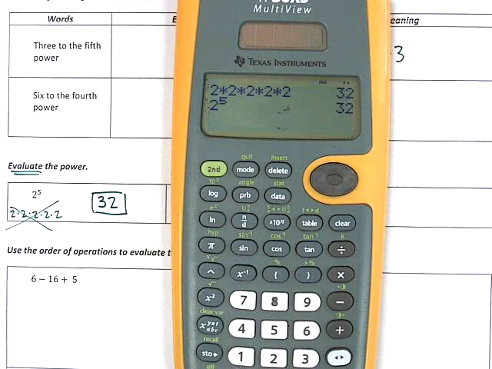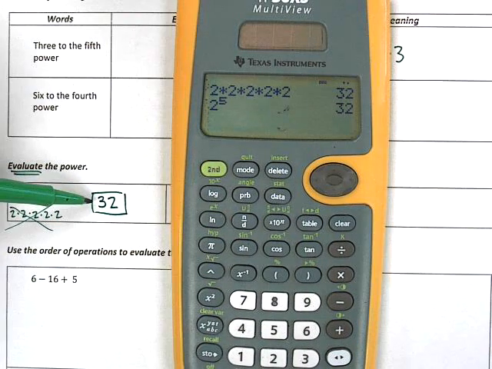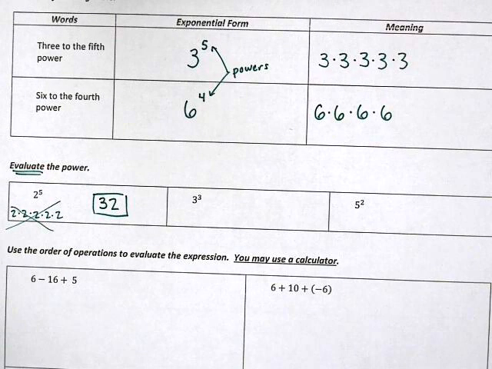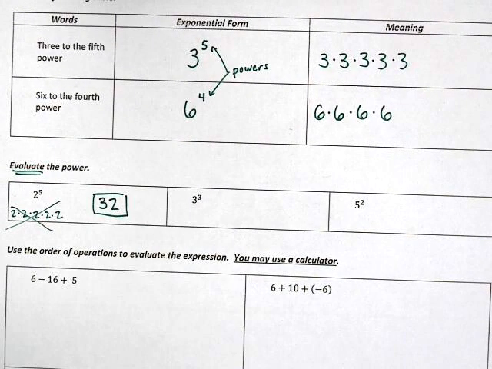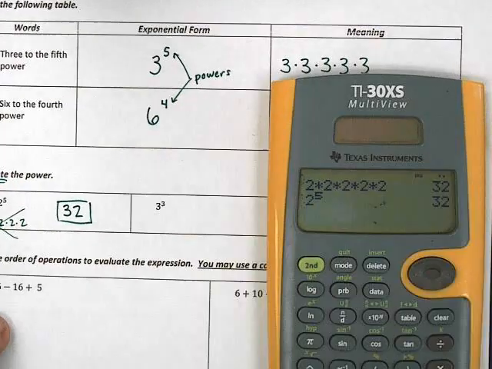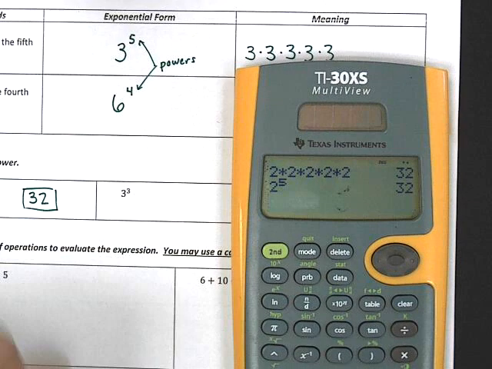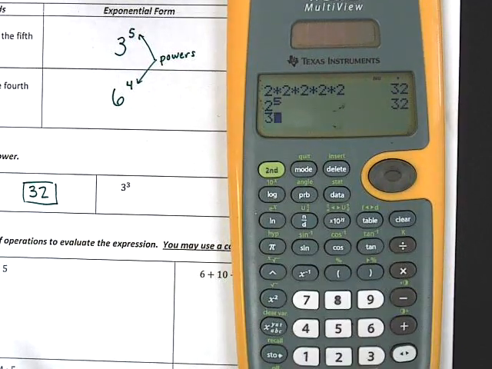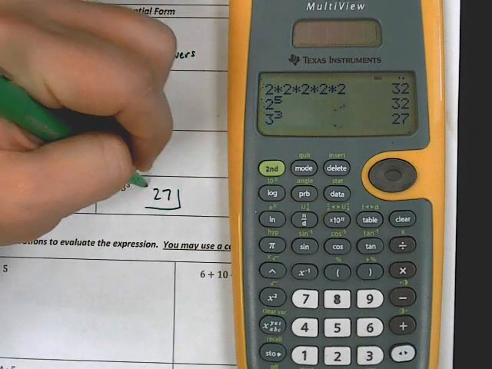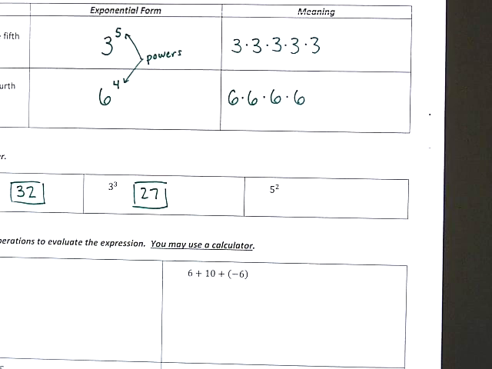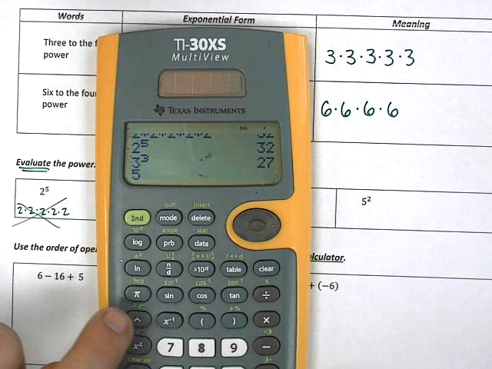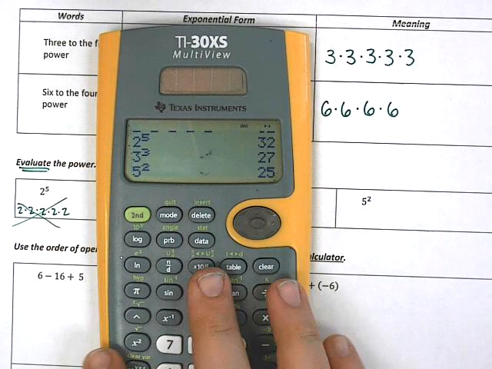Okay, but please understand the difference, right? Evaluating means I should get a value. The meaning means I want to write out what's actually happening when I write 3 to the 5th or 6 to the 4th. Okay? So, we'll go quickly through these next two because I think you guys could do them. 3 to the 3rd just means that I would hit 3, raise it to the 3rd, enter, 27. Easy peasy. And the last one, 5 squared. Let's see here. 5 to the 2nd power, 25. Okay?